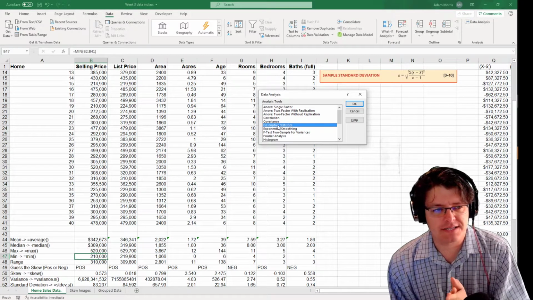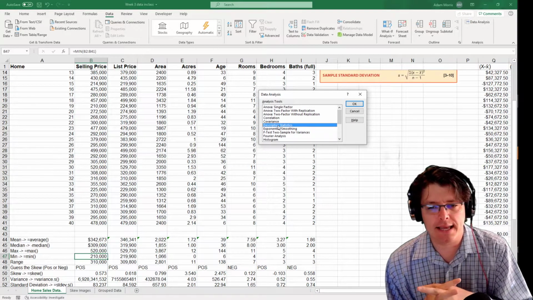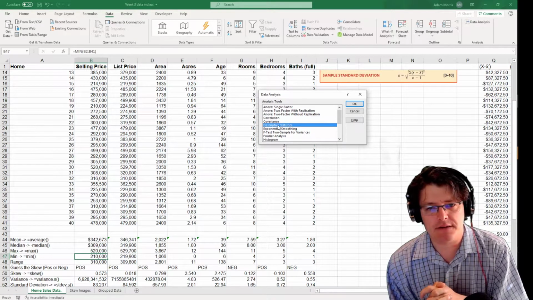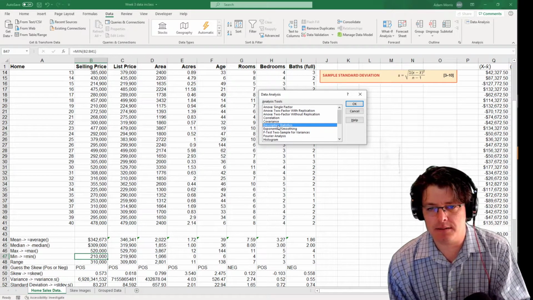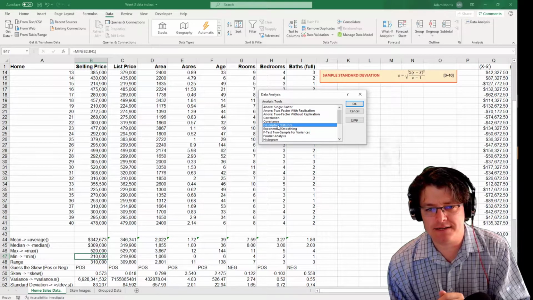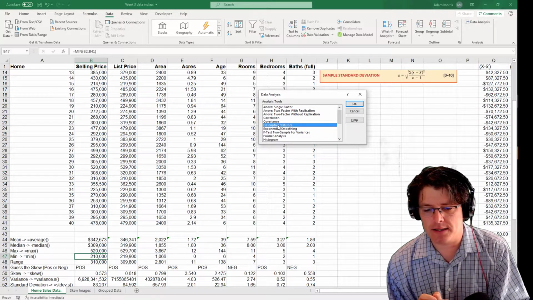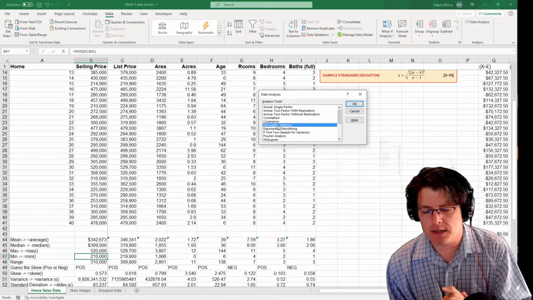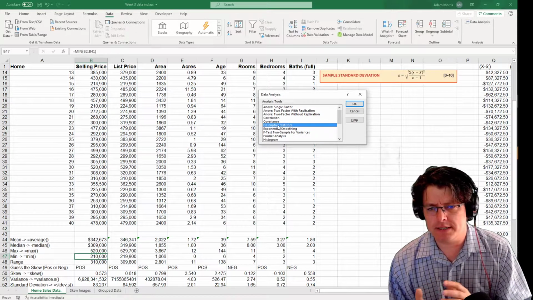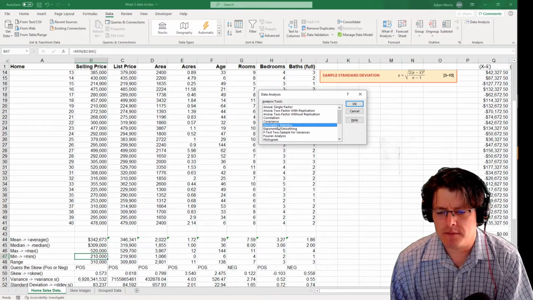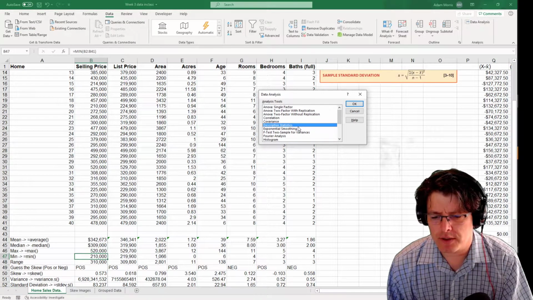Yes, Andrew asked if that's different for Mac OS. It likely is, because the file system in Mac Excel is different, but the toolpack exists. So I'll see if I can find any resources for that. But a quick Google of data analysis toolpack for Mac Excel should bring you there.